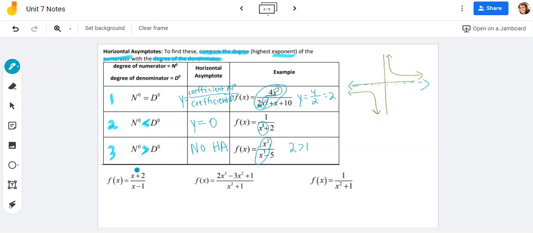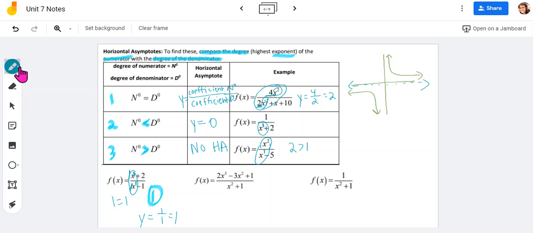So if we look at these quick examples down here, just pick out those terms that have the highest exponents. So in this first one, we have x to the first power and x to the first power. So those are equal. 1 equals 1, meaning that we've got scenario number 1 up here. So our coefficients tell us what our asymptote is. So these coefficients also happen to be 1. So our asymptote is 1 divided by 1, which equals 1.